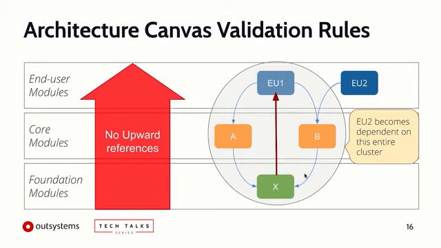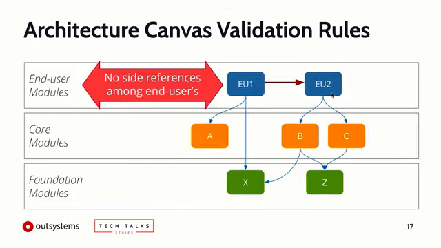And the worst is that, for instance, in this example, if you have another end user module, let's call it end user 2, that is legitimately consuming the core service B, it becomes dependent on this entire cluster. Not only its runtime will get an unnecessarily large footprint, but it will also be constantly impacted, that is outdated, with changes made in modules that it should not even be aware of.